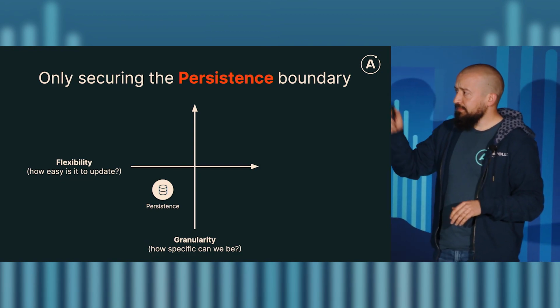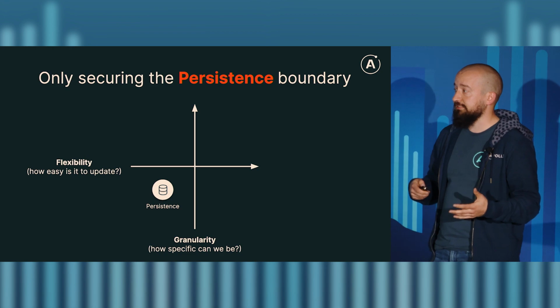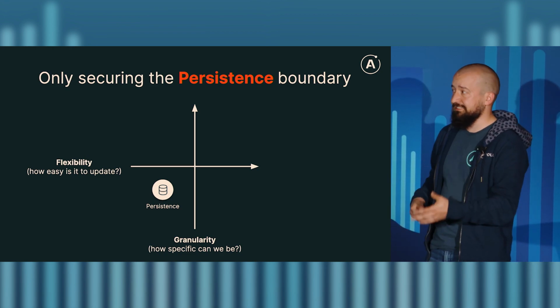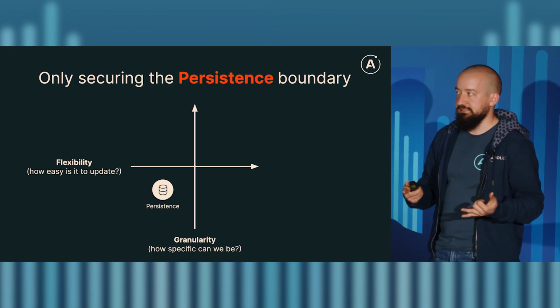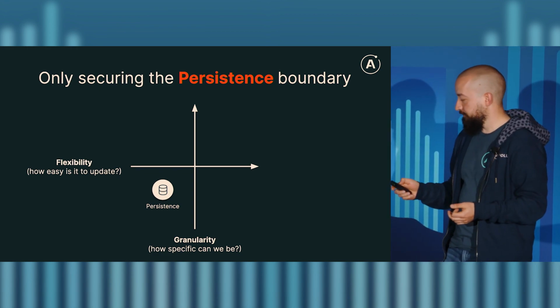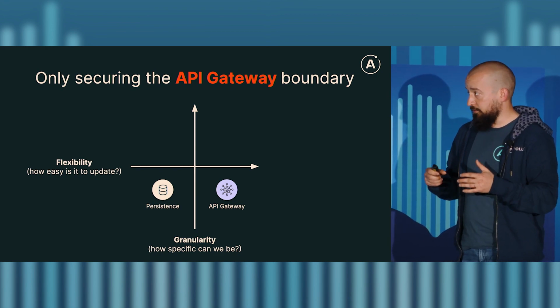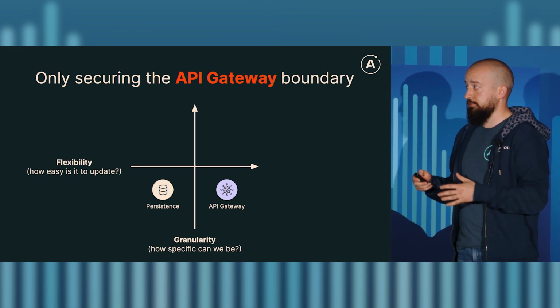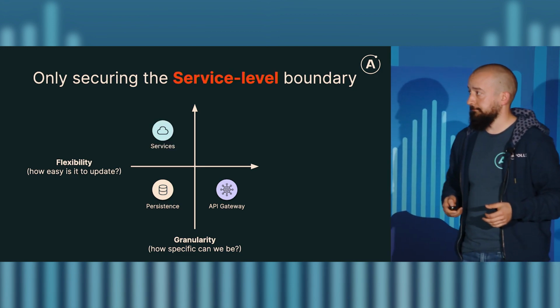So let's take a look at all these on this matrix again. Persistence, if we only did this, it'd be in the lower left, right? It's not very flexible, it's not very granular. Again, this is sort of like a database or like Databricks wrapping the MySQL or even an S3 bucket. If we only secure the API gate boundary, then we're looking at something that's a little bit more flexible. We can secure services at a time, but not really all that granular.